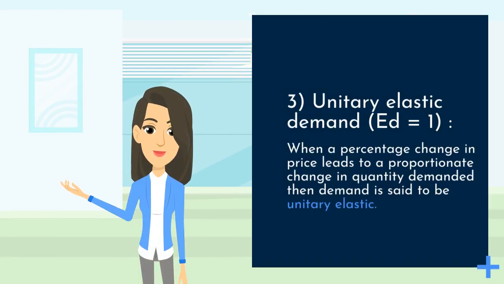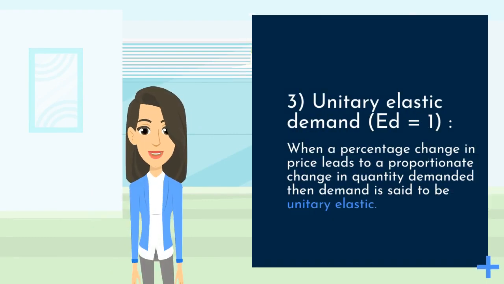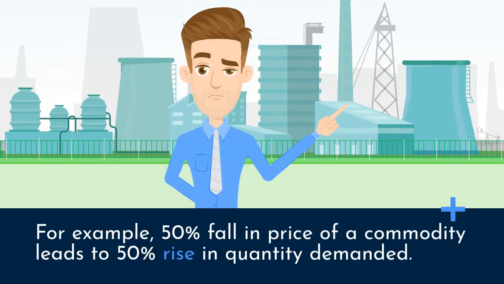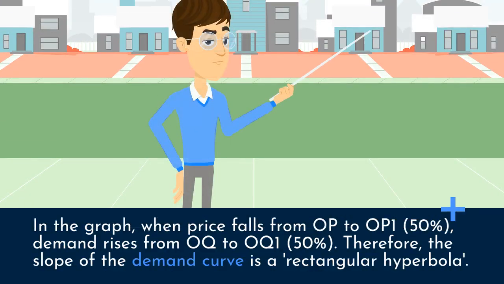3. Unitary elastic demand, ED equals 1. When a percentage change in price leads to a proportionate change in quantity demanded, then demand is said to be unitary elastic. For example, a 50% fall in price of a commodity leads to a 50% rise in quantity demanded. In the graph, when price falls from OP to OP1, 50%, demand rises from OP to OP1, 50%. Therefore, the demand curve is a rectangular hyperbola.